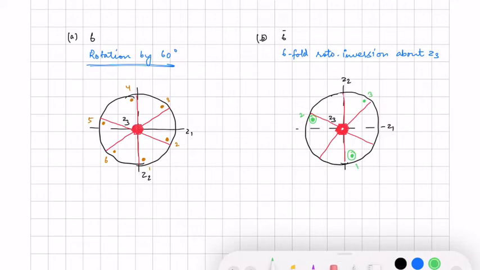Then this hollow point rotates by 60 degree, goes here. Sorry, this solid point rotates by 60 degree, goes here, and then after inversion becomes this. So this is 1, 4, 5, and 6. So this is how we get the points in 6 bar. Okay, a total of 6 points.